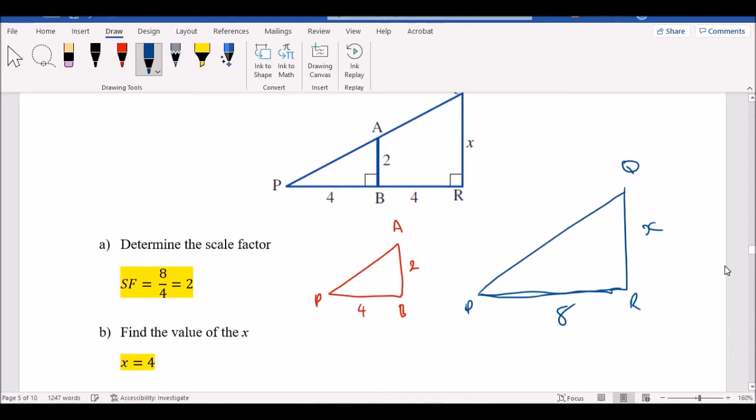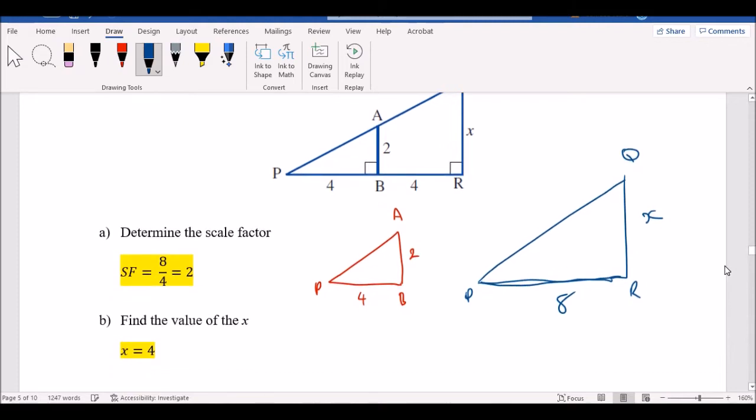So for the scale factor, this is assuming that the new shape is the one with the unknown. You can go 8 divided by 4, which is what is over here. And the answer is 2. So the scale factor for that is 2. All right, find the value of X. Well, if the scale factor is 2, that means to get this length here, get the corresponding side from the smaller triangle and multiply it by 2. So times 2, that means X equals 4.